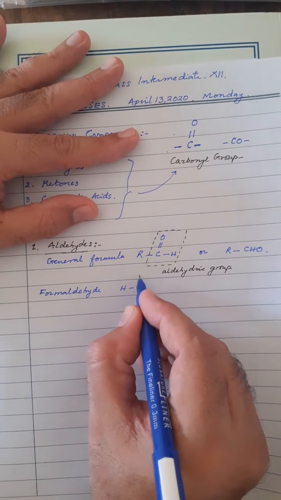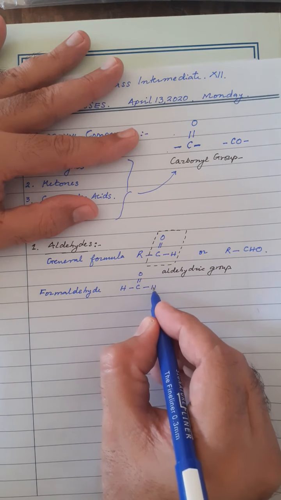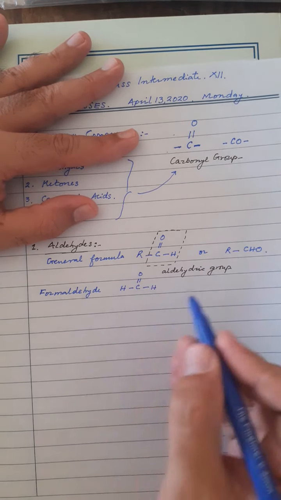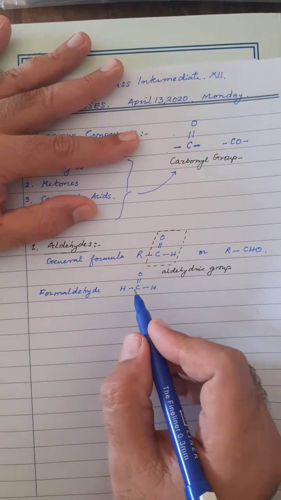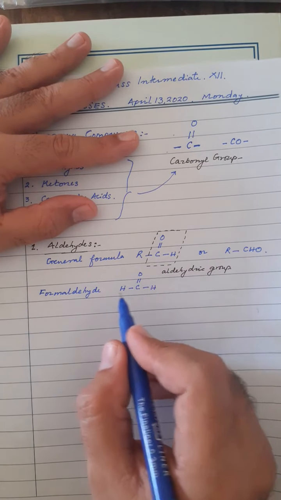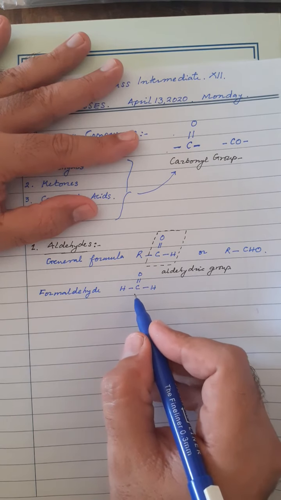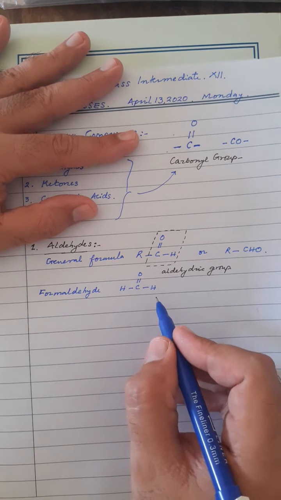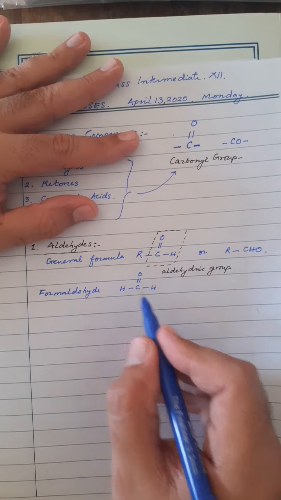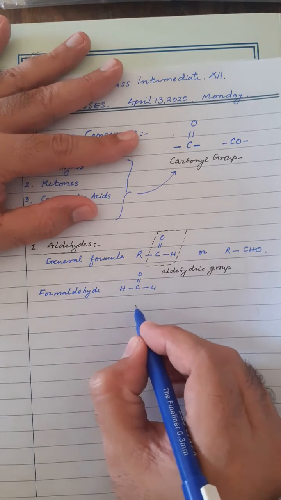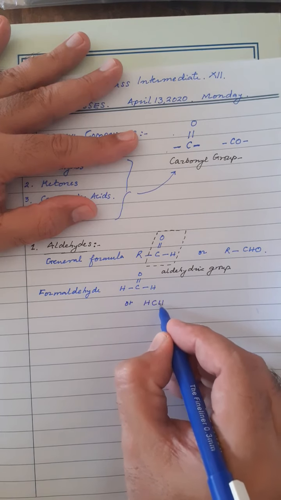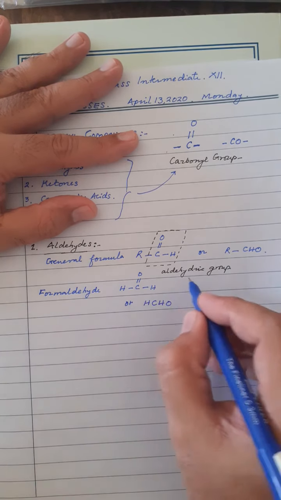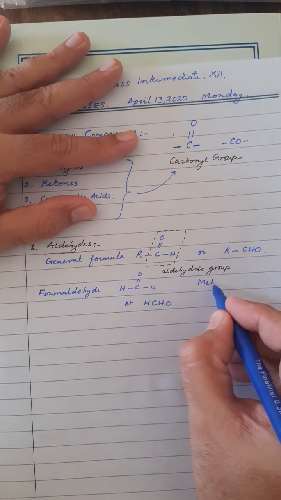HC double bond O H. You can see both valencies are satisfied by hydrogen atoms because it is meant to contain only 1 carbon. So formaldehyde is the structure, and it is also shown as HCHO. IUPAC naming is methanal.